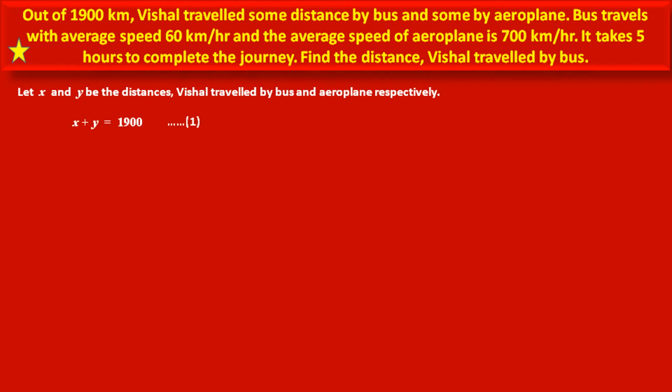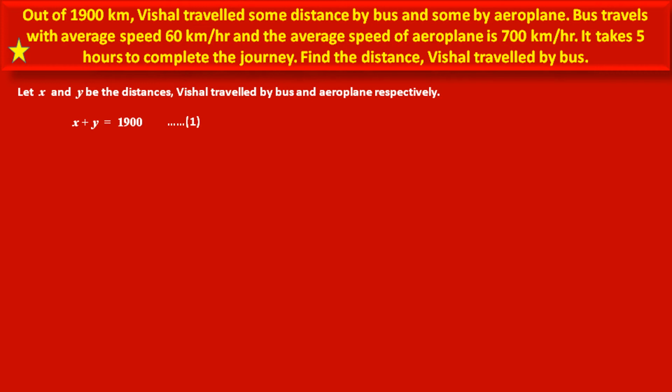Now see what is the first condition. Total distance is given, 1900 km. So our first equation becomes x plus y is equal to 1900, because x kilometer is the distance traveled by bus and y kilometer is the distance traveled by aeroplane. So overall, x plus y is the total distance, which is given as 1900. So this is our equation number 1.